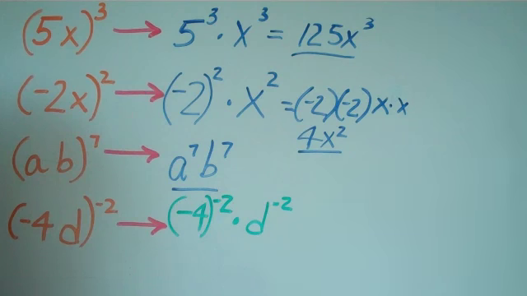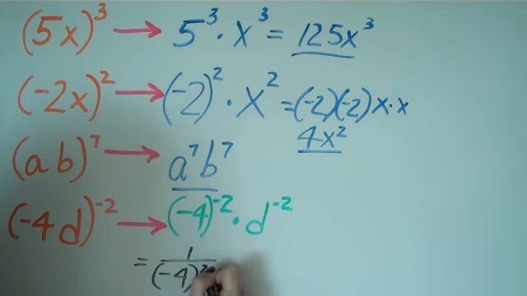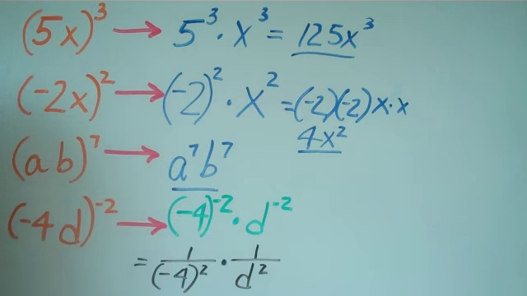Okay, so now what do we want to do? Well, to get this exponent into a positive, this becomes, in our next step, 1 over -4 to the 2nd power, times 1 over D squared, right? Because for both of these, we wanted to put them under a 1 so that we can make the exponents positive.